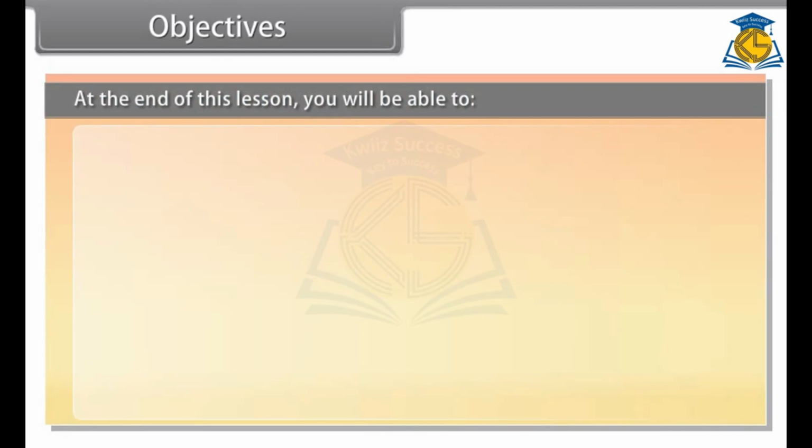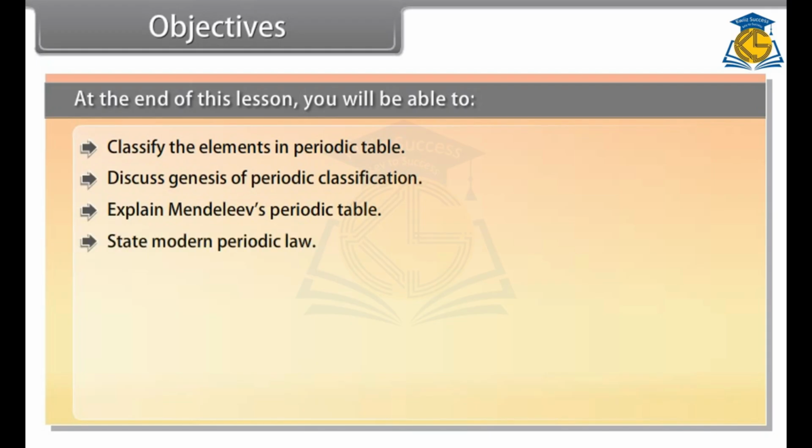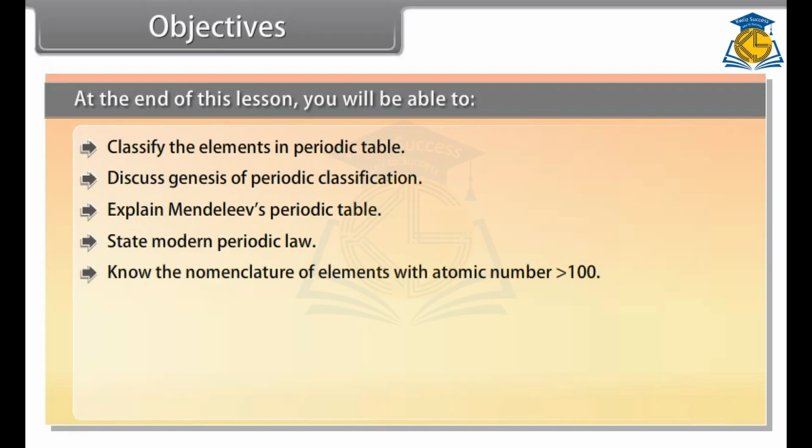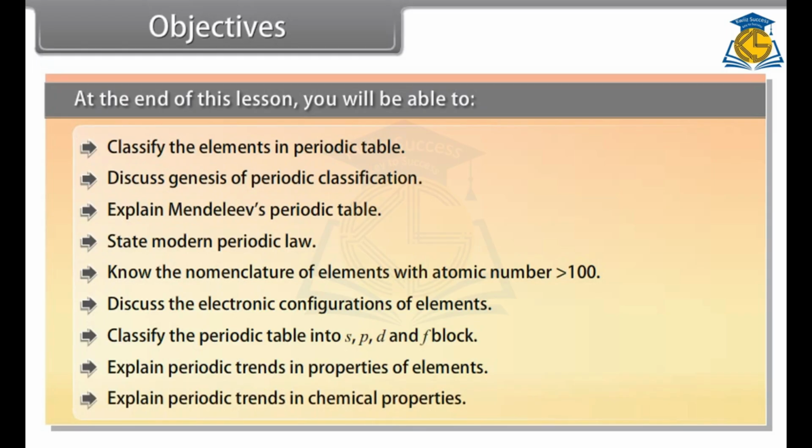Objectives. At the end of this lesson, you will be able to classify the elements in periodic table, discuss genesis of periodic classification, explain Mendeleev's periodic table, state modern periodic law, know the nomenclature of elements with atomic number greater than 100, discuss the electronic configurations of elements, classify the periodic table into S, P, D and F block. Explain periodic trends in properties of elements. Explain periodic trends in chemical properties.